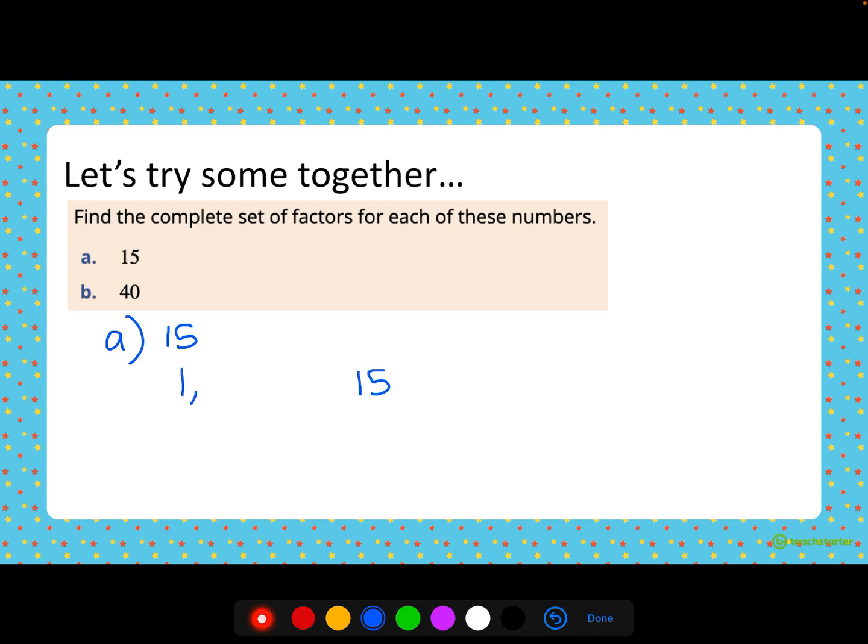Then I think 2. Does 2 go into 15? No, it does not. What about 3? 3 does. 3 times what equals 15? That would be 5, so that goes at the end.